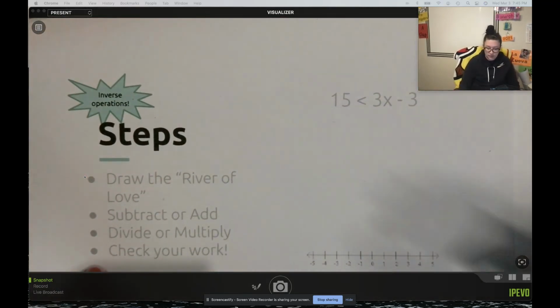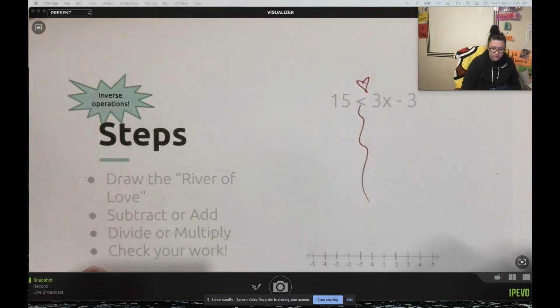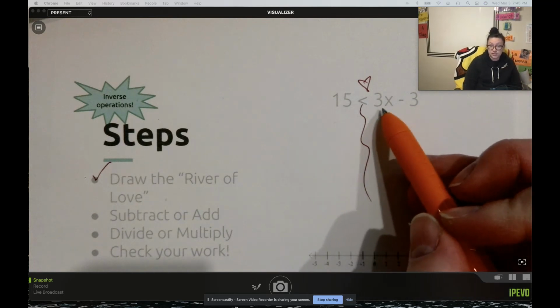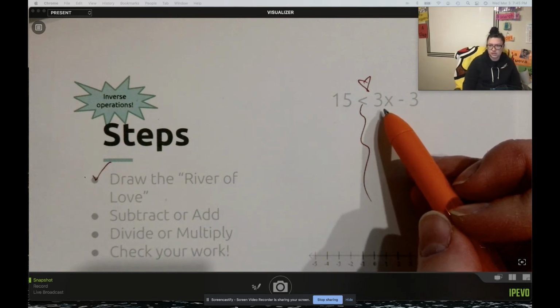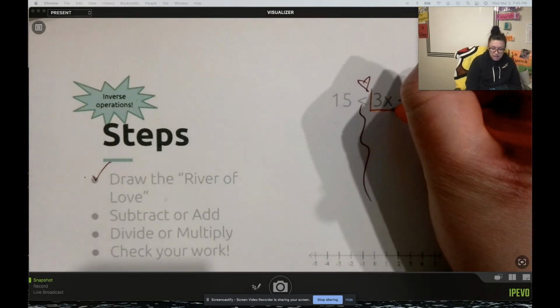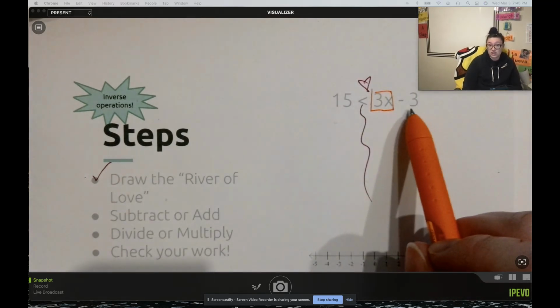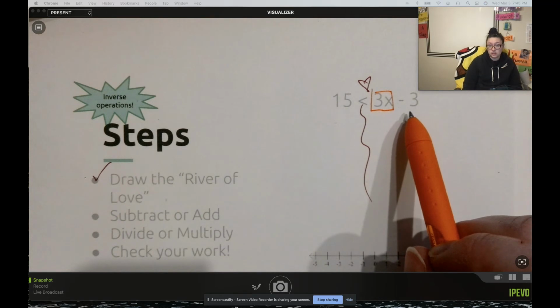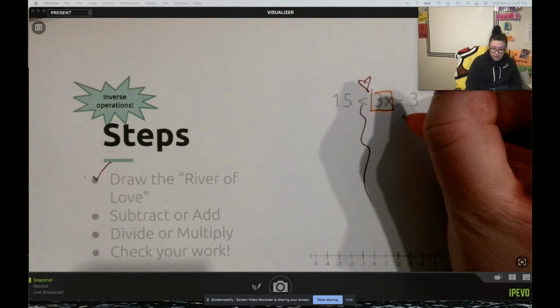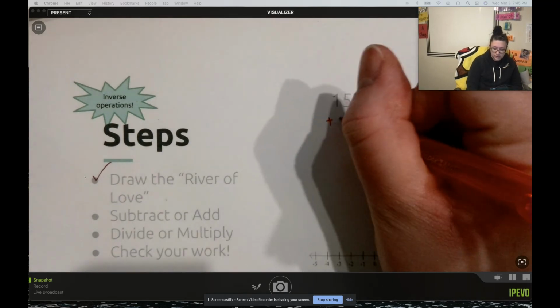So again, let's start off with our river of love. Again, sad Meg. First we subtract or add. Before, when we were seeing our coefficient with our variable, what did we do to help us remember to save that for last? We're going to put that box around it to protect it. We need to get rid of that constant first. So to get rid of that -3, we need to add 3 to both sides.